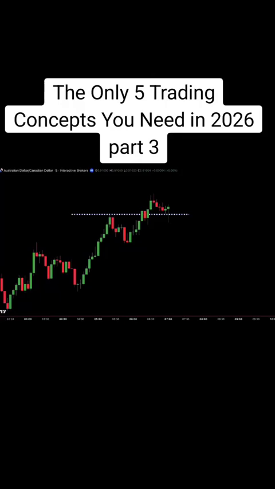During the impulsive move, price breaks above a previous resistance level. Once that resistance is broken, it becomes potential support. This level is now important because it helps you identify where the retracement may end. Price pulls back from the highs and starts moving down toward the broken resistance, now acting as support.